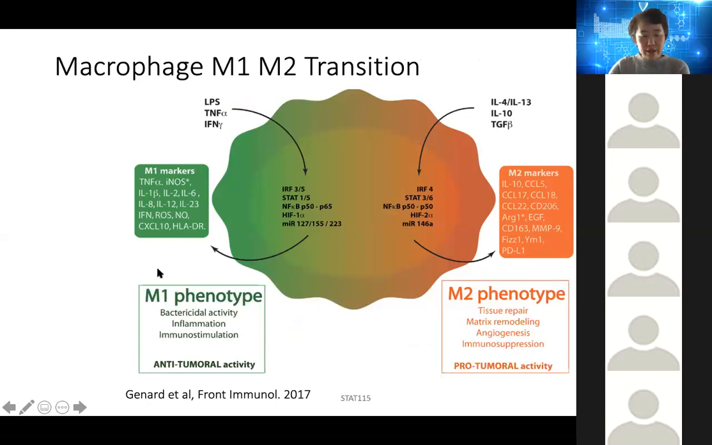Macrophages have two different phenotypes. One is the M1 macrophage. This type will really eat up the cancer cell. It recognizes the foreign antigens on the cell surface and eats up the cancer cells. It stimulates inflammation and the immune microenvironment. But sometimes the cancer cell will secrete some cytokines, so the macrophage changes from M1 to M2. The M2 macrophage is more pro-tumor. This is related to tissue repair or wound healing.